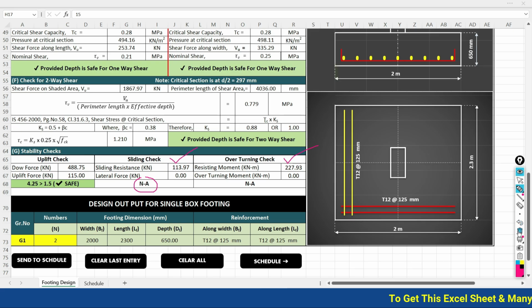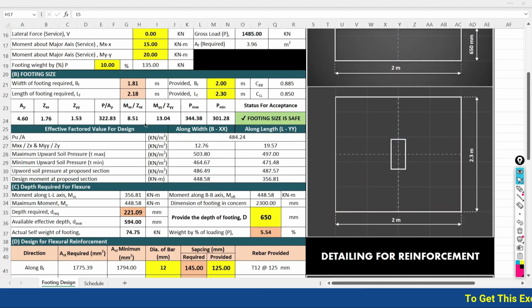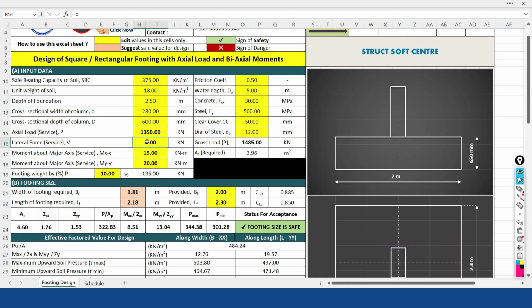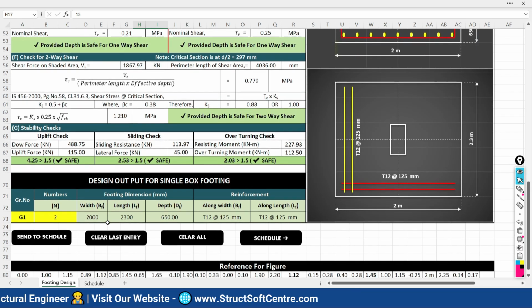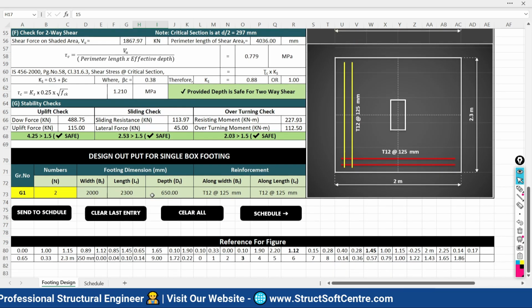Now this is the complete design. Again, as per the problem statement, I am going to put here 45. Once you put the 45, automatically this check will be in active mode and we get whether they are passing or not. So they all are safe. Now we have to look at the final schedule.